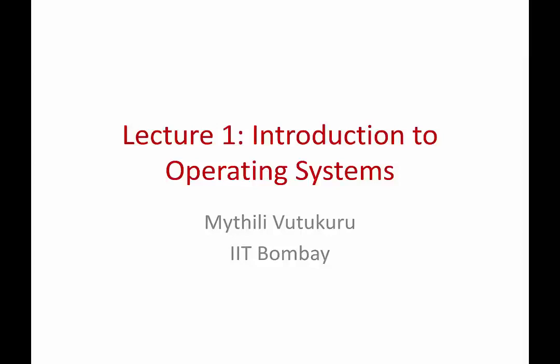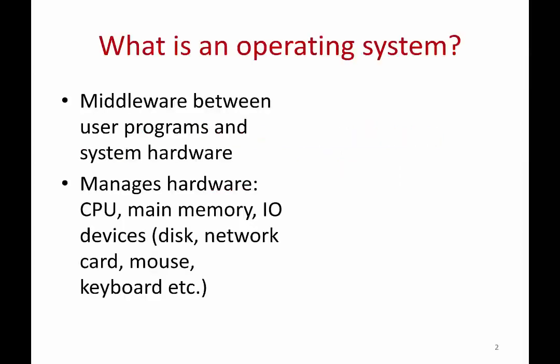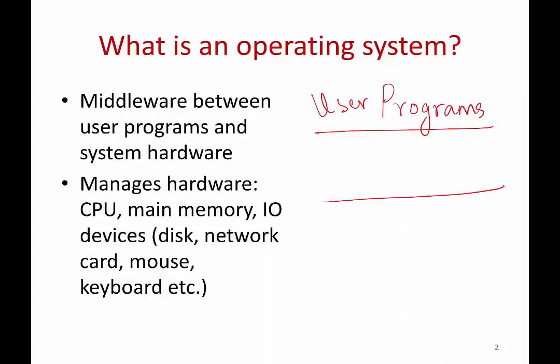This lecture is about an introduction to operating systems. So what is an operating system? An operating system is a middleware between user programs and hardware. For example, users use a computer to run various programs like a browser, an email client, and so on. And these programs run on the underlying hardware of the machine.